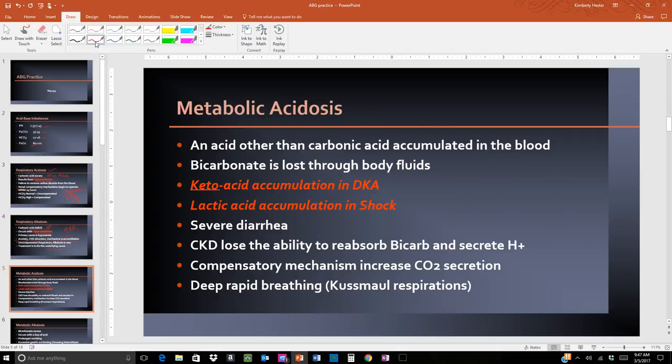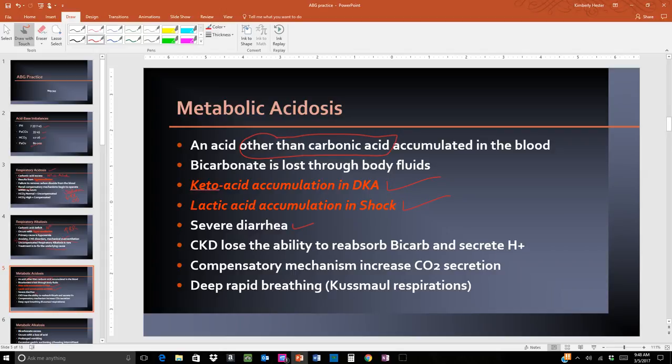Now, when we get into metabolic acidosis, we're talking about an acid other than carbonic acid. So the two that you're going to see are ketoacidosis, which is from your DKA patients, and lactic acidosis, which is from the patients that are in shock. That's why patients that we suspect are going septic, we're going to check their lactic acid. That's what we're looking for. It can also happen in patients that have severe diarrhea, and that has to do more with getting rid of too much fluid.